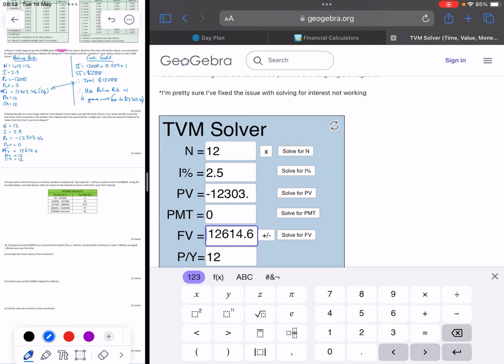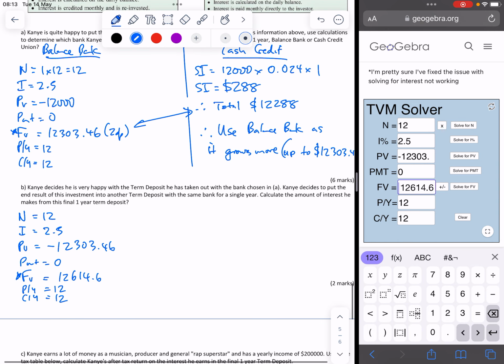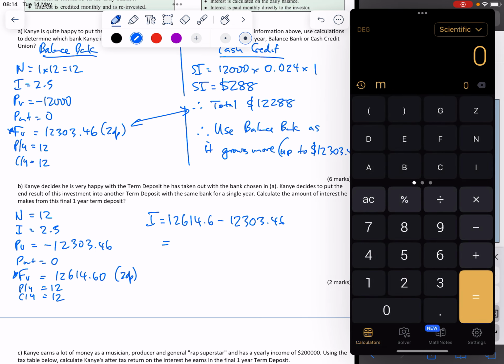It's just 0.6, 0.60 to 2 decimal points. Calculate the amount of interest he makes. Well, interest is equal to the final amount, 12,614.6, minus what I put in, 12,303.46. 12,614.6 minus 12,303.46. It makes $311.14 interest.